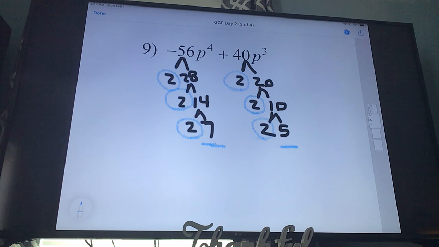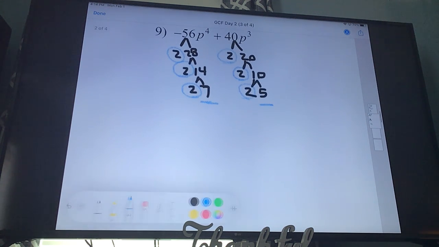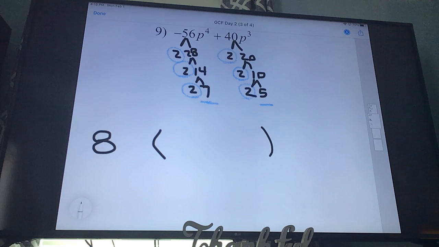So on the outside, I'm going to have 2 times 2 times 2. Okay, so 2 times 2 is 4, times 2 is 8. So you're going to have an 8 on the outside. 8 times what is going to give me 56? Okay, and what I'm doing here, I'm saying 8 times this should give me this 56 above.